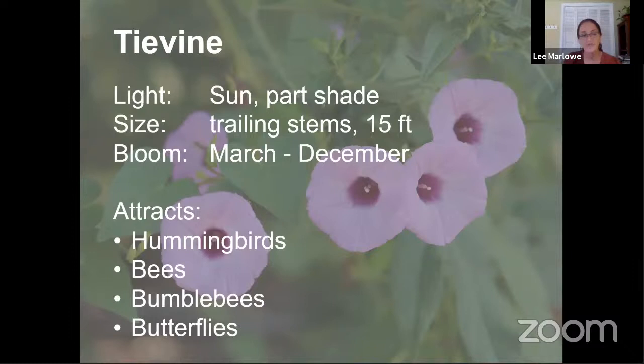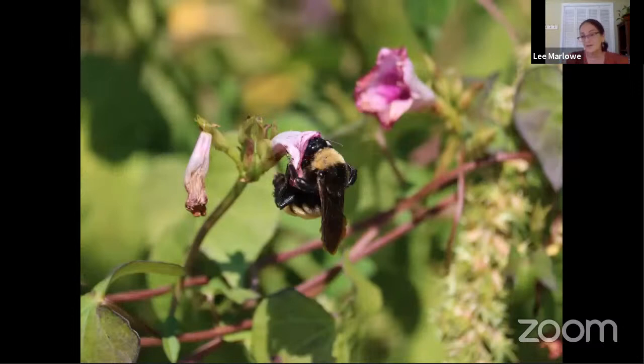It likes sun to part shade. It's got trailing stems that can grow to 15 feet, and it can bloom from March to December. It attracts hummingbirds, bees, bumblebees, and butterflies. I've seen out in natural areas regularly bumblebees just going crazy for these flowers. And the strange thing is, look how awful those flowers look. They look like they're totally spent. But I've seen a number of critters using these when these flowers look this way. So even though they're kind of ugly, they are still providing for our pollinators and others.